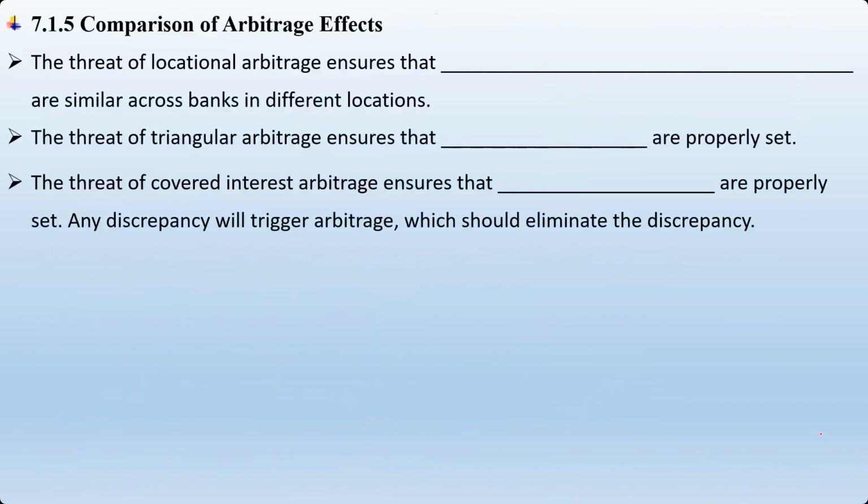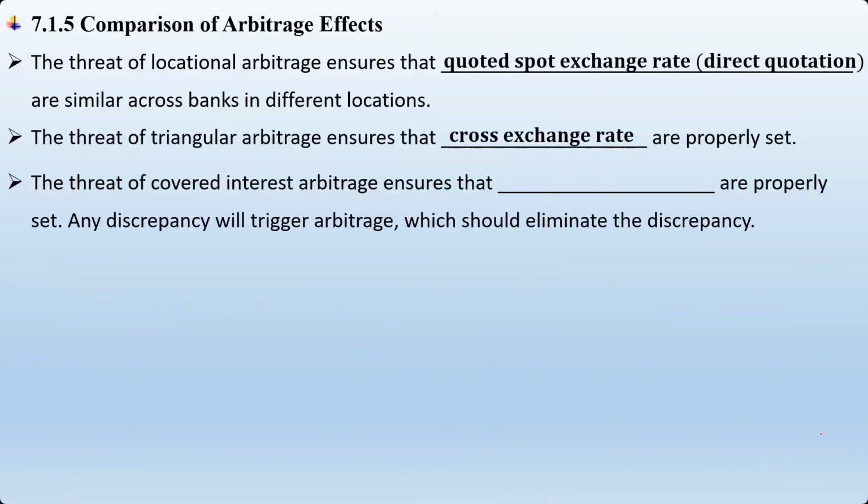So, comparison of arbitrage effects. Locational arbitrage will ensure direct quotations are set properly, so the price will be similar across banks in different locations. Triangular arbitrage ensures cross exchange rates are properly set. And covered interest arbitrage ensures the forward exchange rate is properly set.